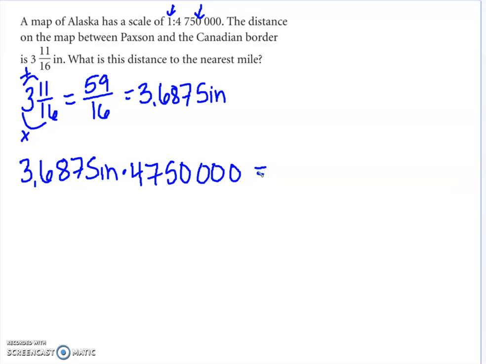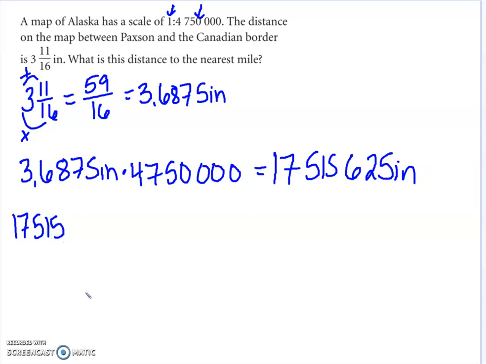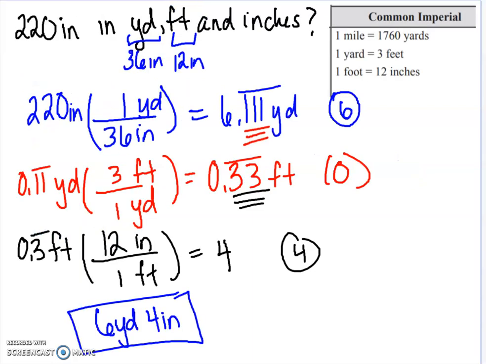So let me multiply this by 4,750,000, and I get this large number, which makes sense. It's going to be a large distance of inches. Okay? So what is the distance in miles? So I currently have it in inches, but we need to convert these inches into miles. Okay? So let's see, I'm going to go back to those conversions on another page. So we have a relationship between miles and yards, yards and feet, and then feet and inches. So let me just copy this and I'll bring it onto our page.